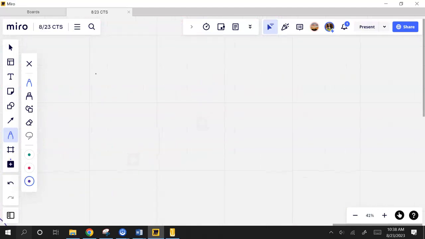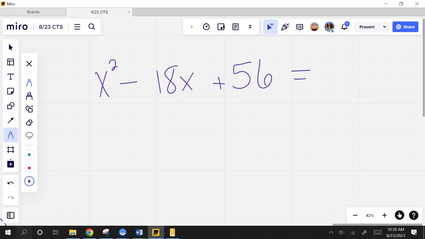Let me show you one that's not already set up for you. And let's say I asked you, let me make sure I'm not lying first. What times what is 56? 7 times 8? 7 plus 8 is 57. Okay. If you went to factor this, it won't factor, right? It already equals 0. So what are my other options for solving a quadratic that's not factorable?